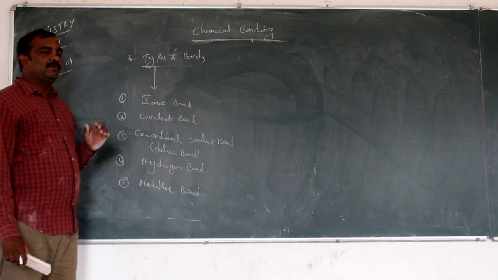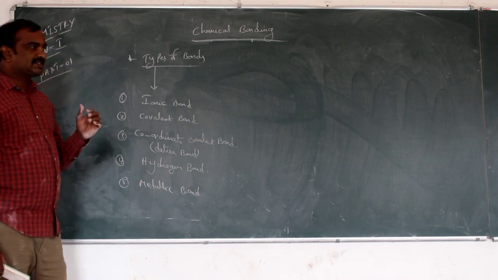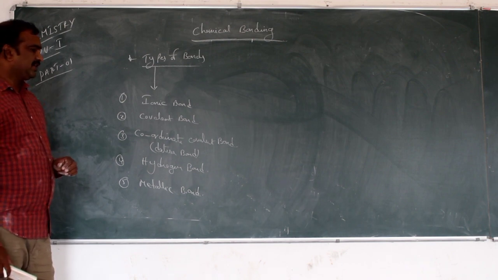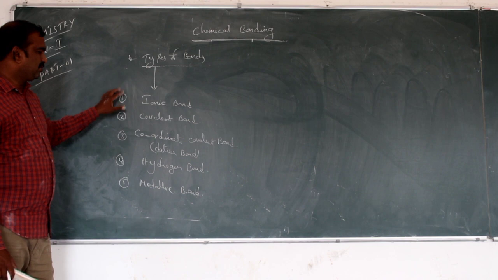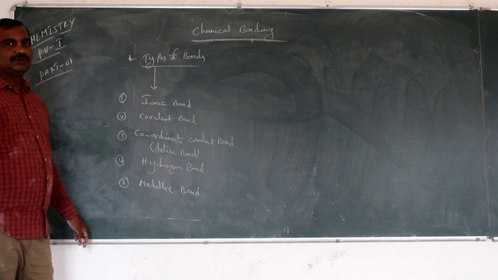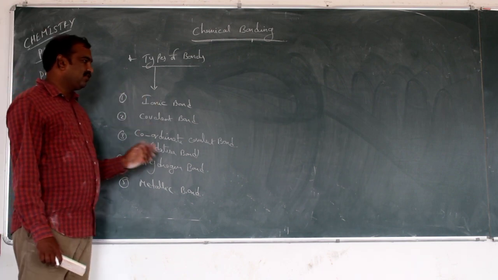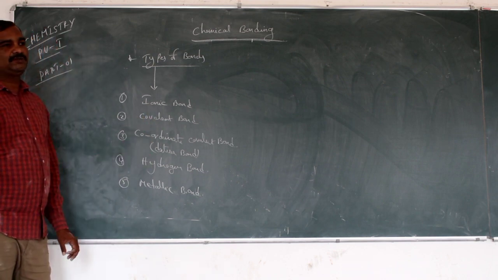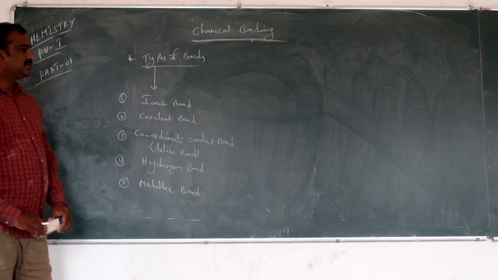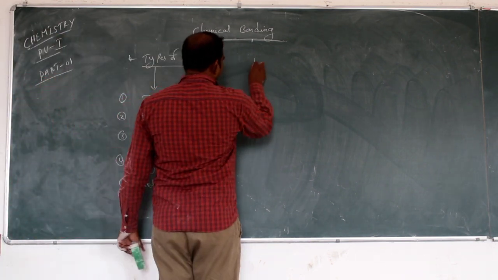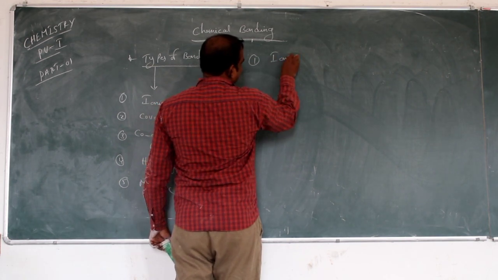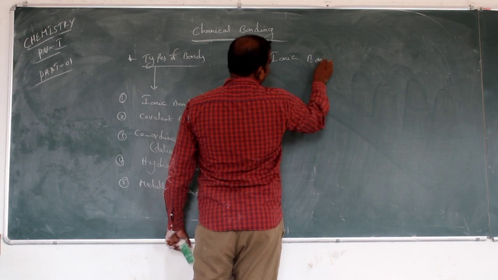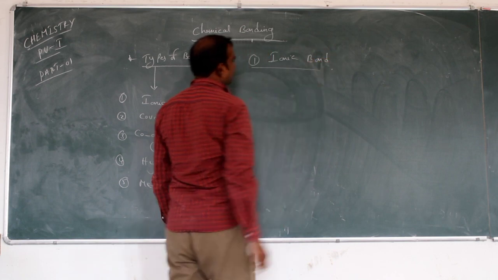So these are the bonds we generally discuss in chemical bonding. We can study deeply about these: ionic bond, covalent bond, coordinate bond, hydrogen bond, and metallic bond. See, if you take the first one, what is an ionic bond?